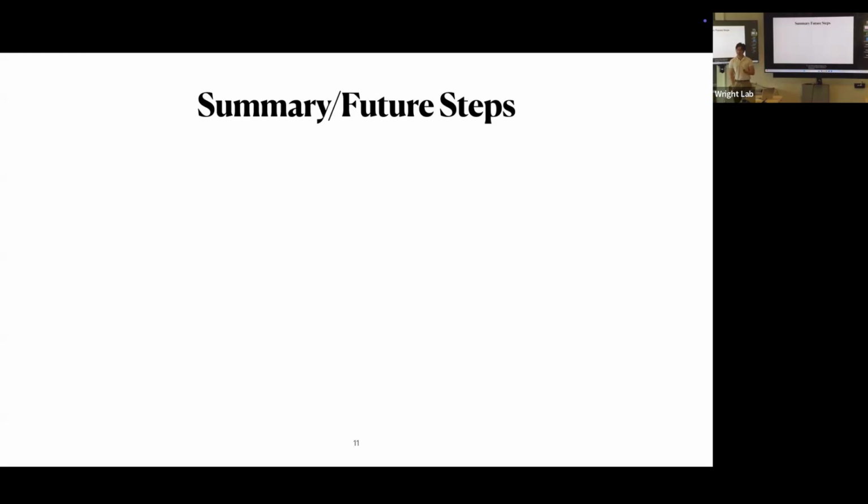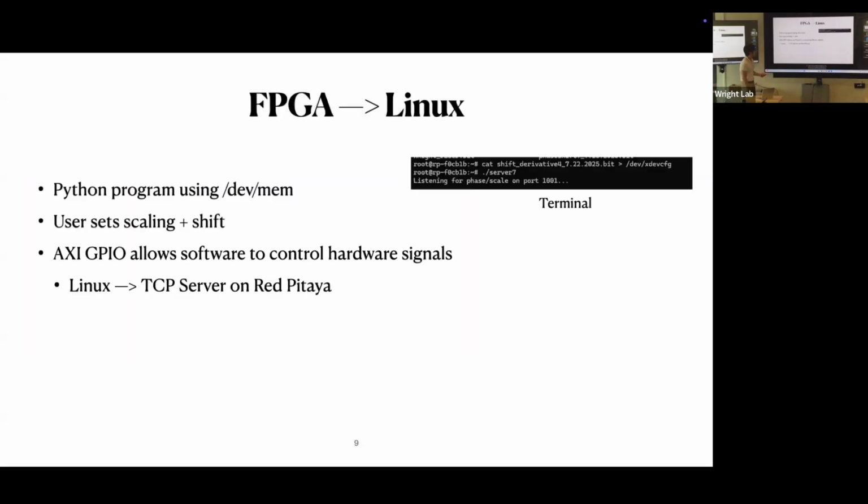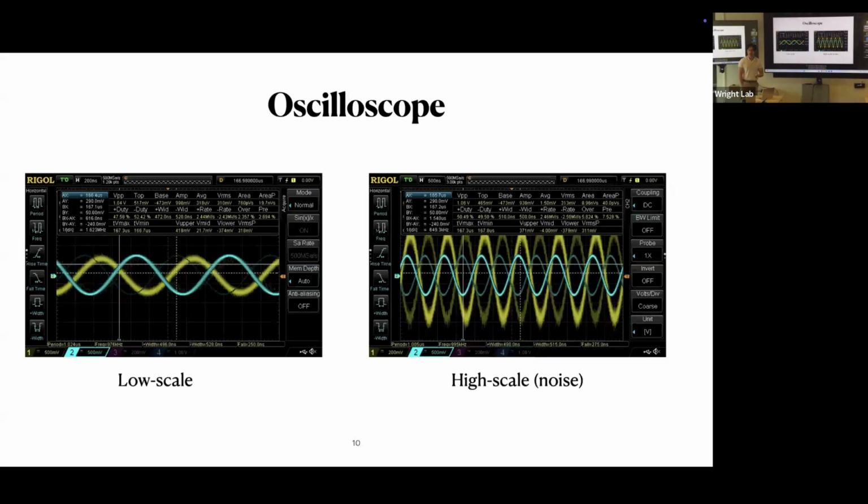Can you go back to your oscilloscope slide? Yes. So on the output, it looks like you have some kind of notch every pi. Do you know what that is? The low scale, this one right here? These little diagonal black lines on your output.